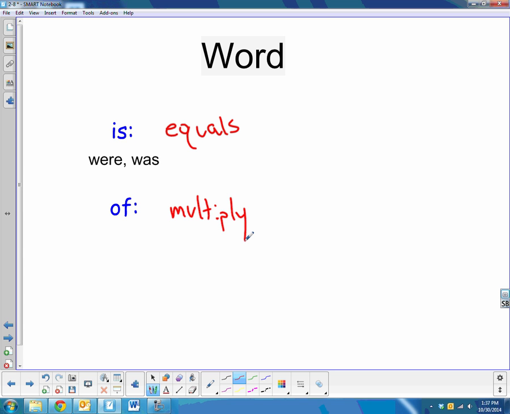And so we're looking at some word problems today. We're going to be seeing these words, is and of, and were and was. And we're going to try and figure out how to set up some equations based on those word problems.